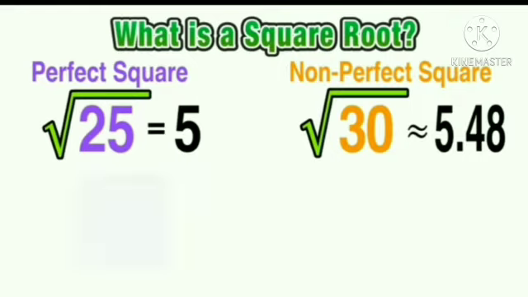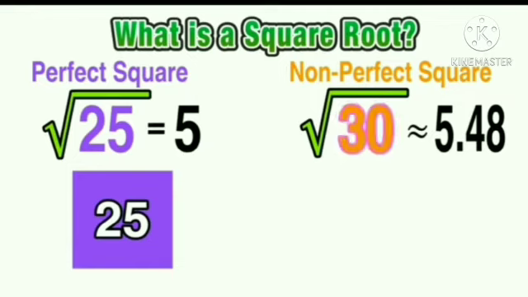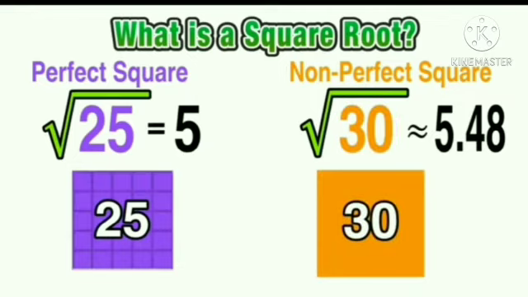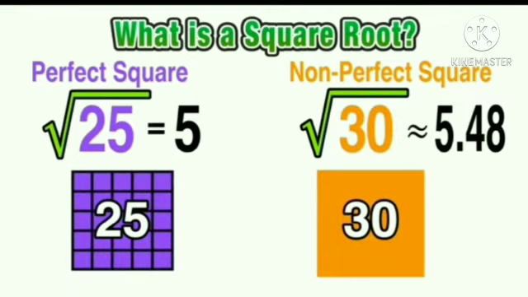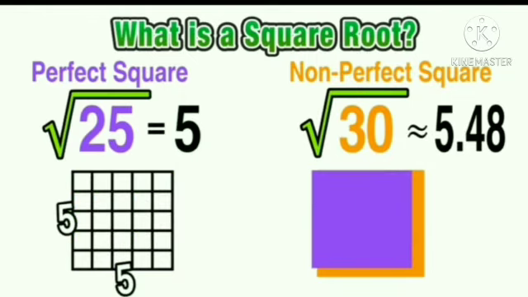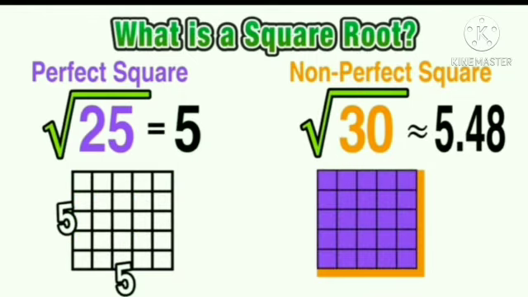Now we can take these two terms in terms of area. We can say that 25 is a perfect square. It means that 5 by 5. Now we can compare both the areas. So we can see still some more space is left over. So we can say that root 30 is not a perfect square.